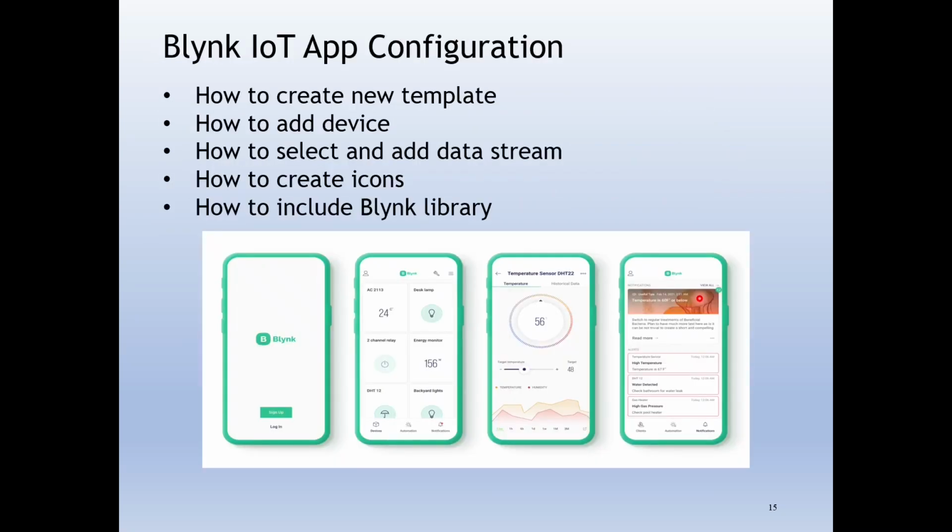Blynk IoT app configuration. In this internship project, we have understood how to create a new template, how to add a device, how to select and add a data stream, how to create icons, and to include the Blynk library in the Blynk IoT app. This picture shows the configuration of the Blynk IoT app in the mobile.